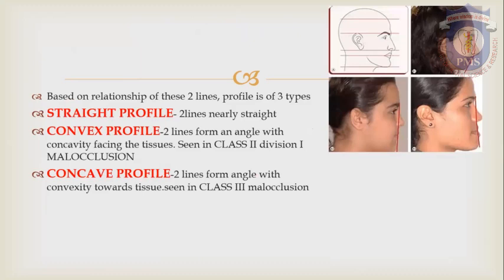It is either a straight profile, the two lines are nearly straight, or a convex profile, the two lines form an angle with the concavity facing the tissues as seen in the image. It is seen in class 2 division 1 malocclusion, or a concave profile, with two lines forming an angle with convexity towards the tissues, seen in class 3 malocclusions.